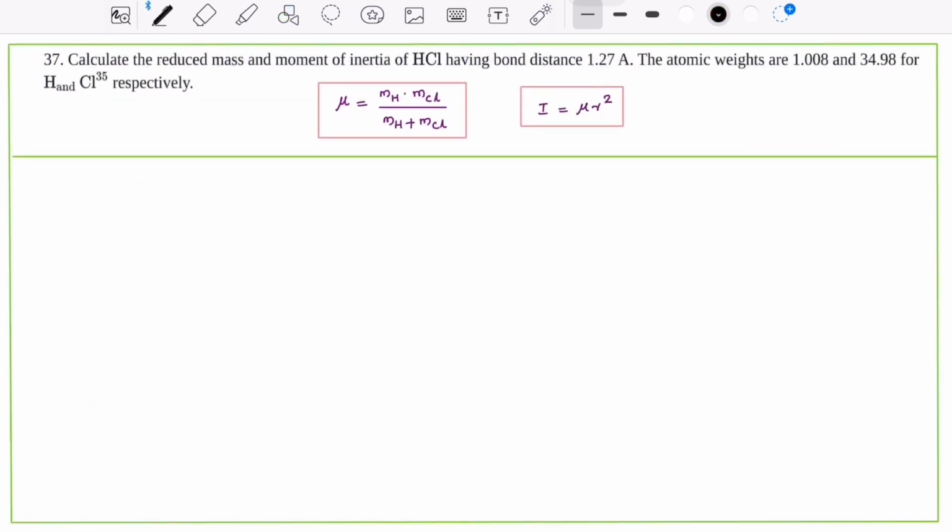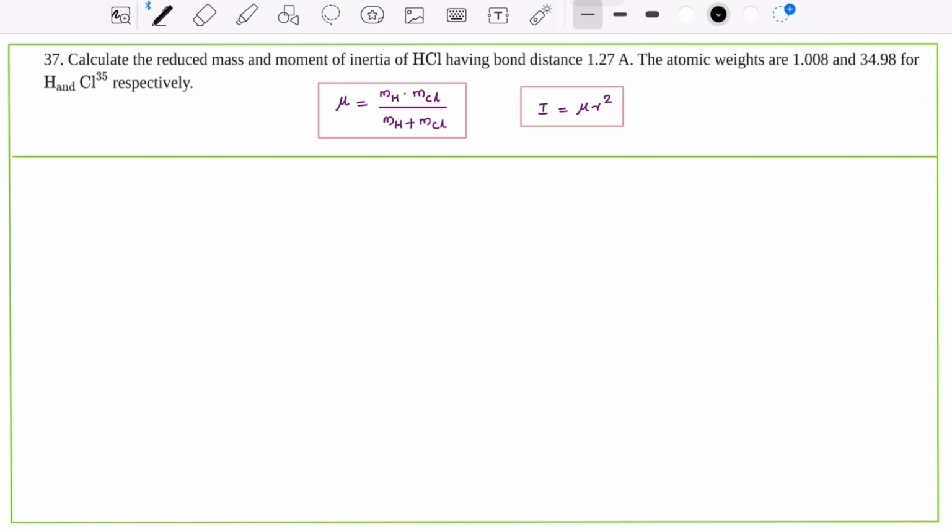The next question is calculate the reduced mass and moment of inertia of HCl having bond distance of 1.27 angstrom. The atomic weights are 1.008 and 34.98 for hydrogen and chlorine respectively. Here, the reduced mass mu is equal to mass of hydrogen into mass of chlorine divided by mass of hydrogen plus mass of chlorine into 1.66 into 10 raised to minus 27 kilogram.